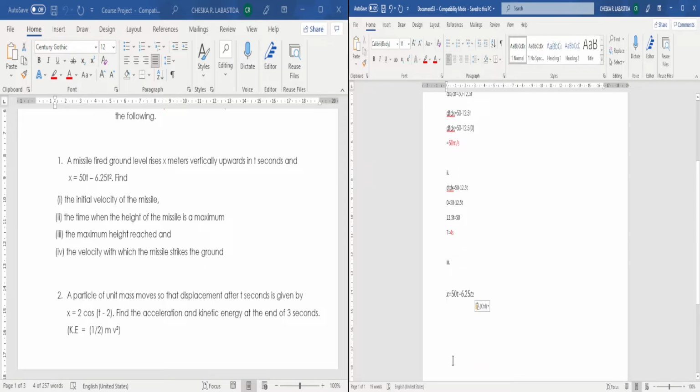So for this, 50 times the time, which is 4 seconds, so it should be 4, minus 6.25 times t, which is 4, squared. The answer for that will be 100 meters. Okay, so this is the answer for the third one. And on the fourth one, the velocity with which the missile strikes the ground.